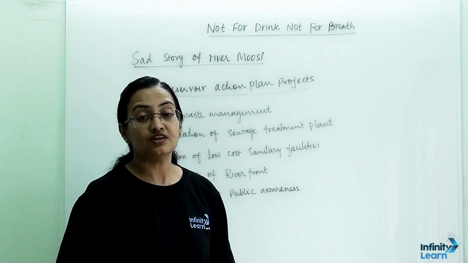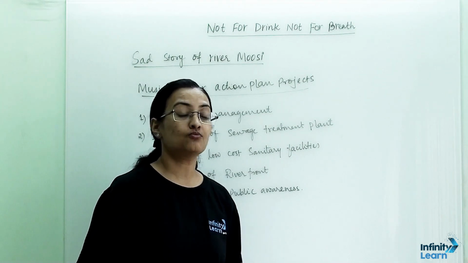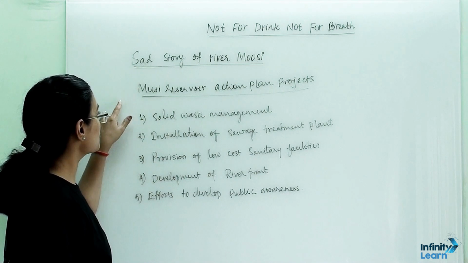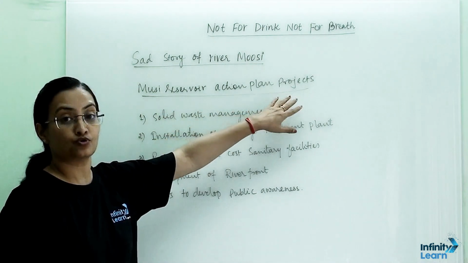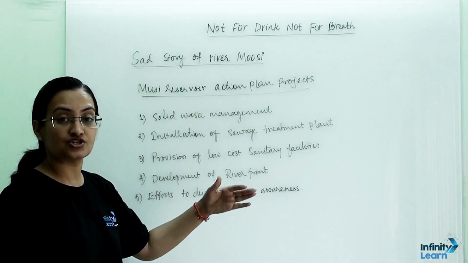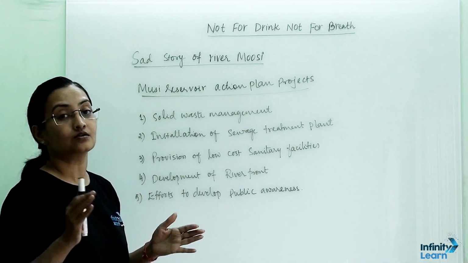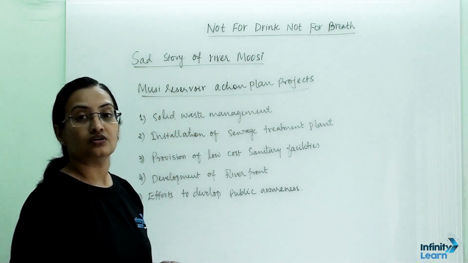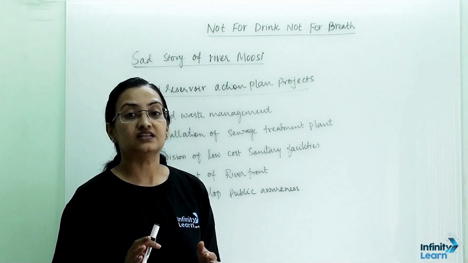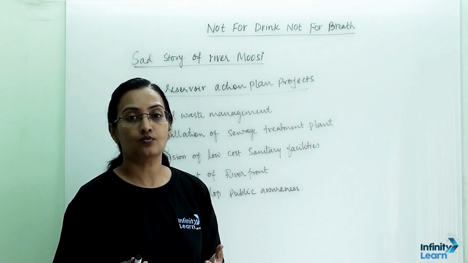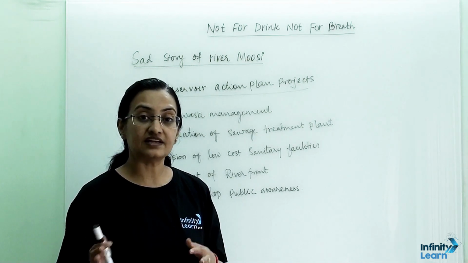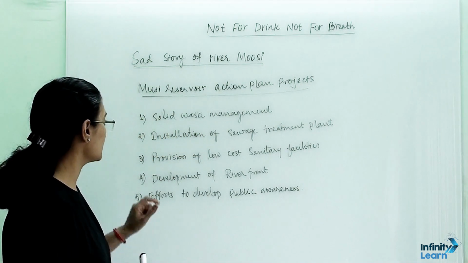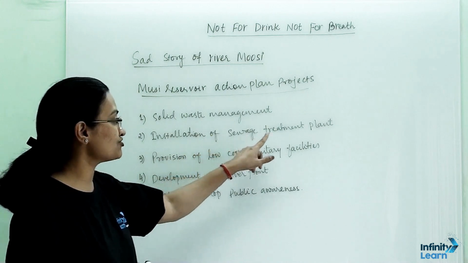To make the river pollution free, the government has planned some action plans. These are some of the plans on which the government has acted, and combined, they were called the Musi Reservoir Action Plan projects. The government has run all these projects and tried to make the Musi river pollution free. The first was solid waste management. All the solid waste, which we term dry waste, such as polythene bags, cardboard and paper, has been segregated and will be disposed of carefully so that it will not get mixed with the river water.